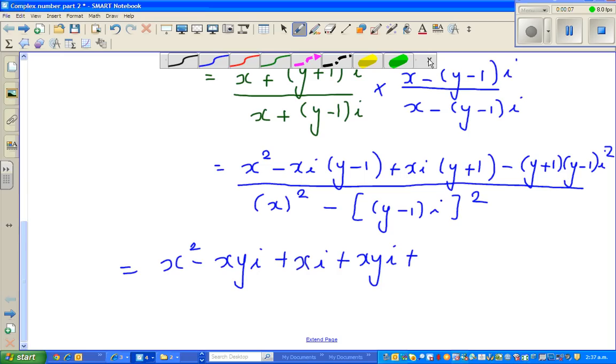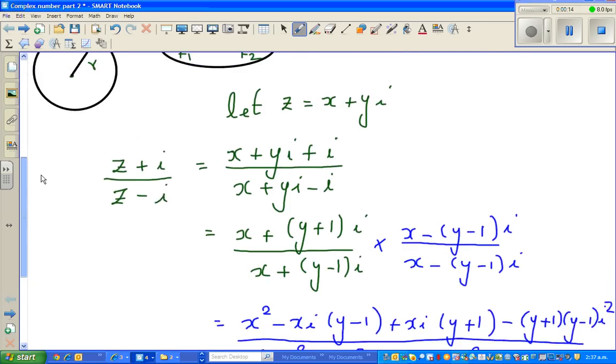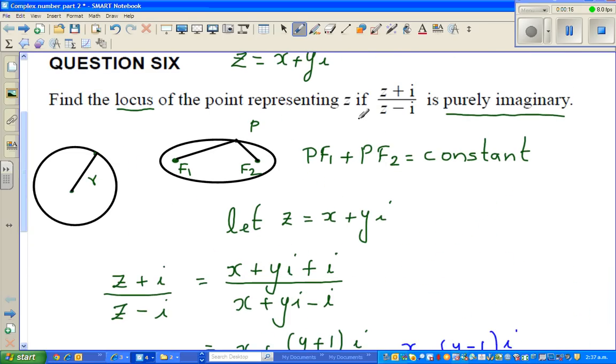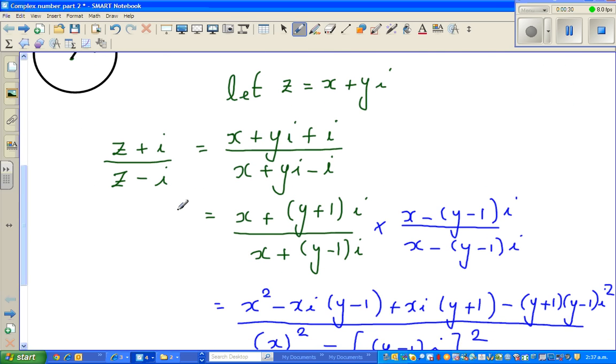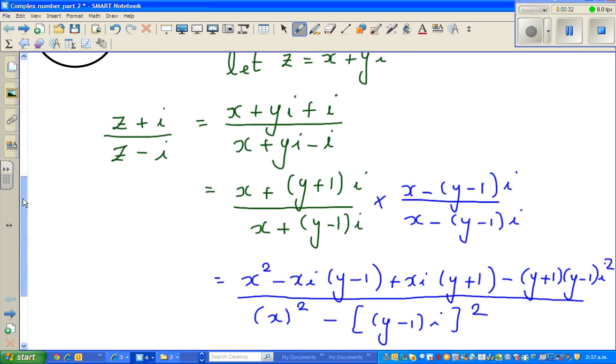So let us continue. So we were here. We're doing the simple expansion. What we did was, this was what was given, that this is purely imaginary. So we're not worrying about this. I'm just substituting z as x plus yi in this form. We substituted and then multiplied with the conjugate, and we were in the process of expanding.